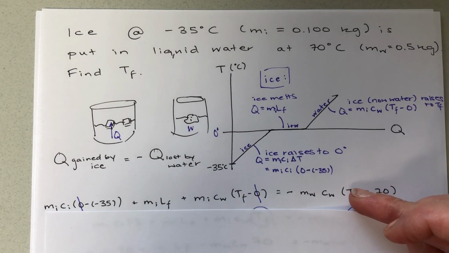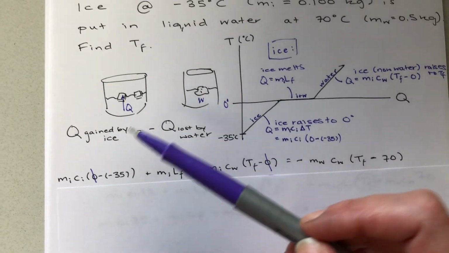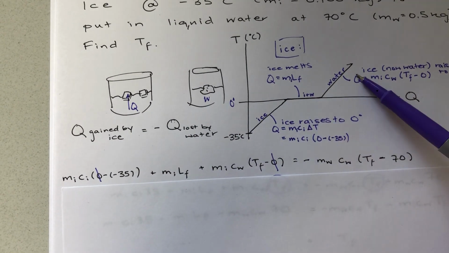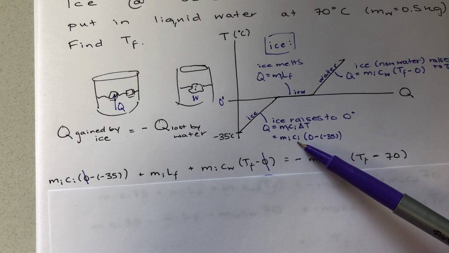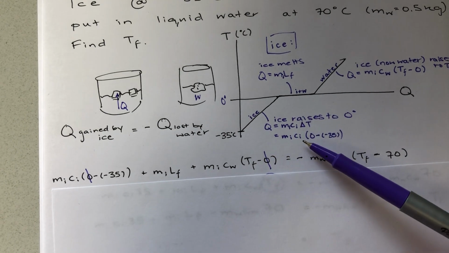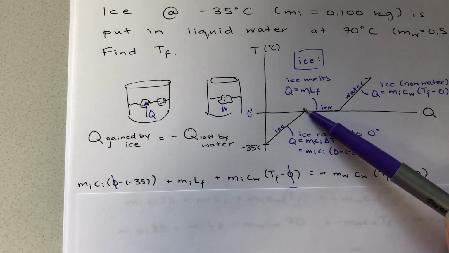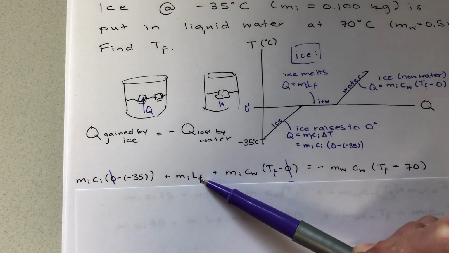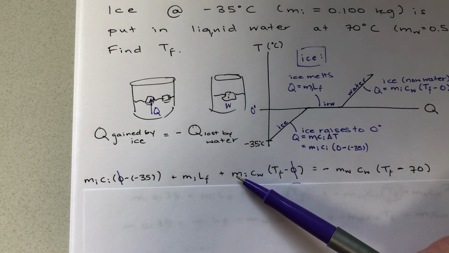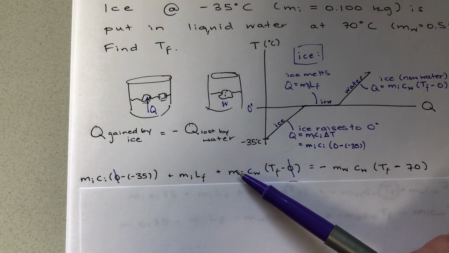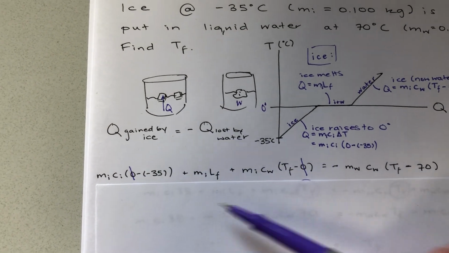So here we go. This is what that first step is going to look like. So we've got Q gained by the ice. Again, all three of these stages added up. So I'm going to have the ice raising to 0 degrees. So that's M of the ice, C of the ice, 0 minus negative 35, so that's what's here. Plus this stage, M of the ice, LF, plus this last stage for the ice, which is the mass of the ice. Remember, we're keeping the mass of the ice in all three of these stages because we're dealing with the ice side first.